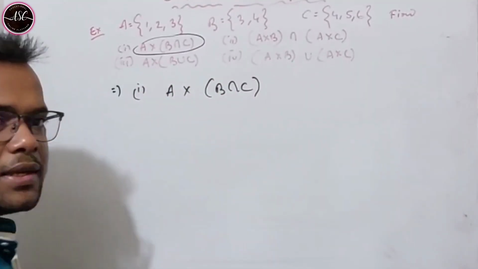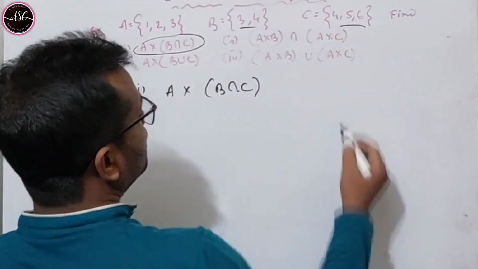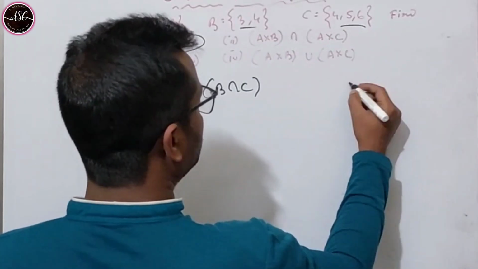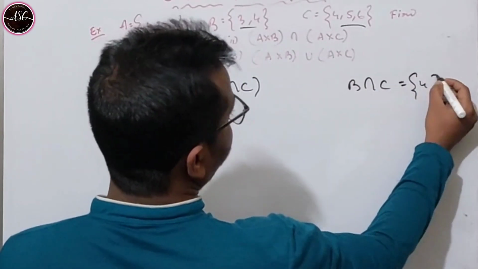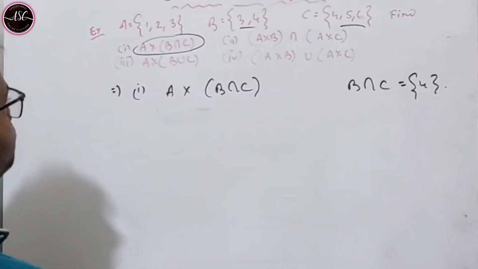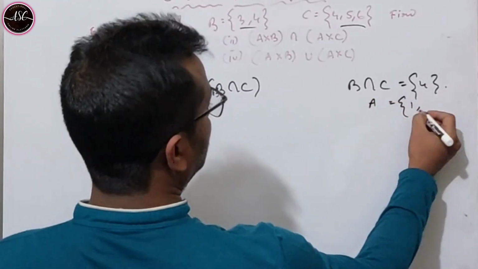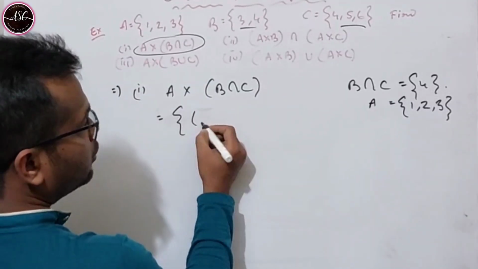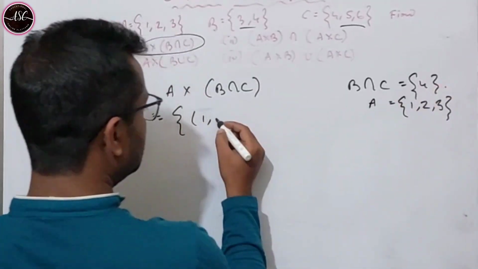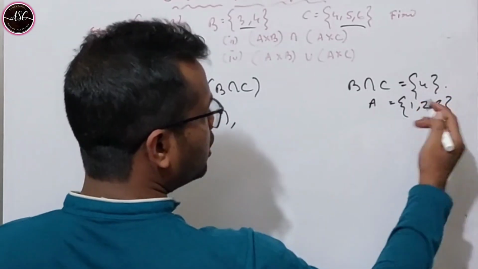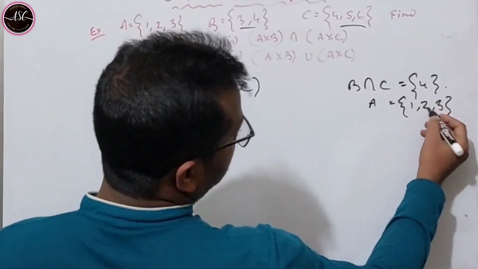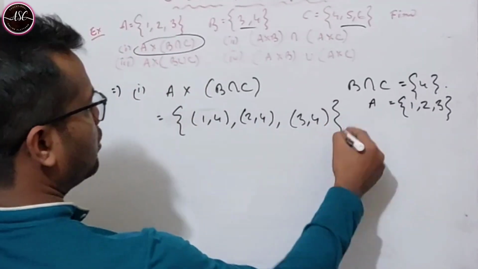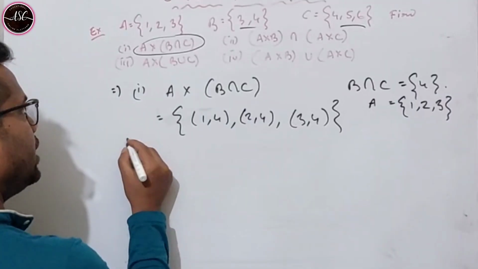We first find B intersection C. Intersection means the common element. Here 4, 4, so 4 is the common element. So B intersection C equals {4}. Now the Cartesian product with A equals {1, 2, 3}. The Cartesian product of this will be 1 with the element 4, giving (1, 4). Then there is no other element, so the first element's work is done. Then (2, 4), then (3, 4). Okay. Complete.